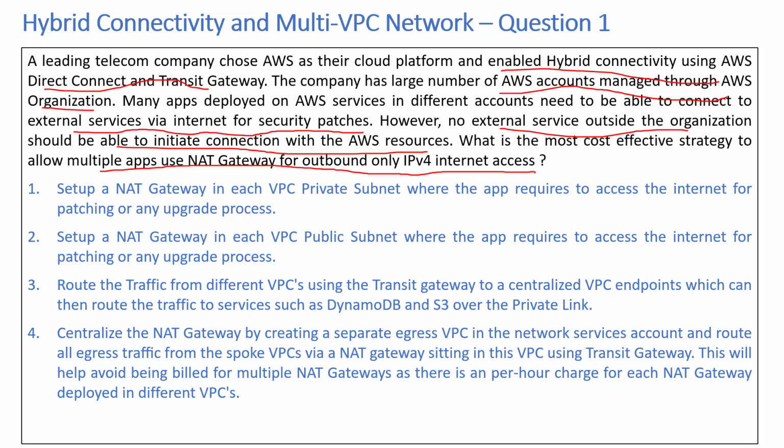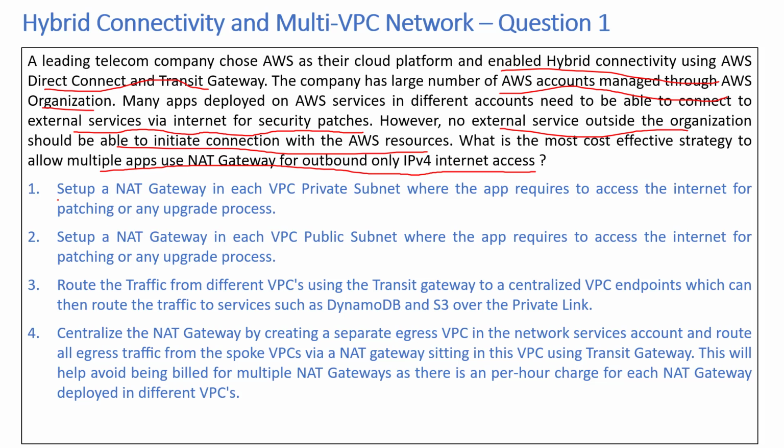So the key requirements we need to keep in mind for this question are, first of all, they have hybrid connectivity between on-prem and AWS using Direct Connect and Transit Gateway. Then a lot of these accounts have applications which need to connect to the internet. They should be able to initiate the connection. There should be no connection from outside. So that means you will have to use a NAT gateway. One of the options, obviously, is to have a NAT gateway at each account level, but that might not be a cost-effective solution. So now let's look at what is the most cost-effective solution.